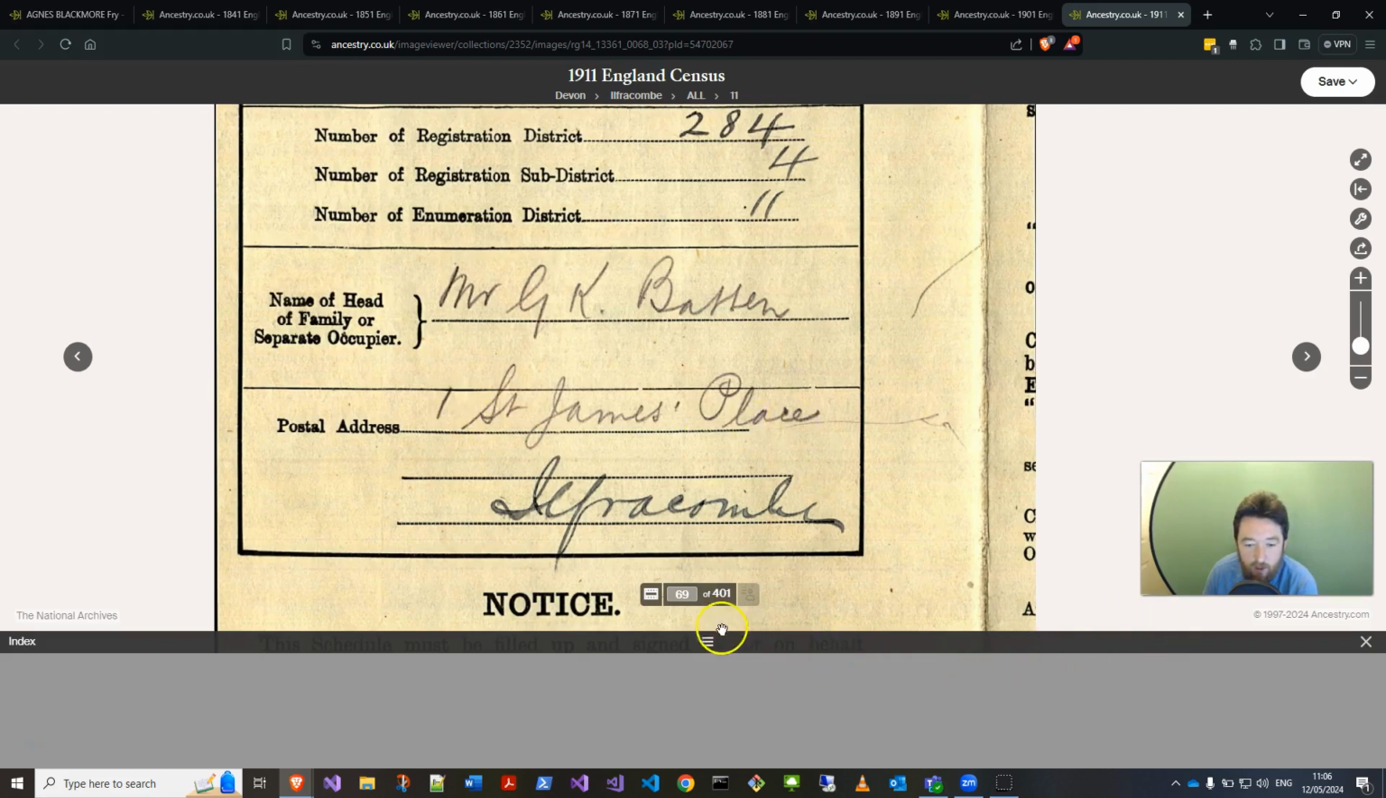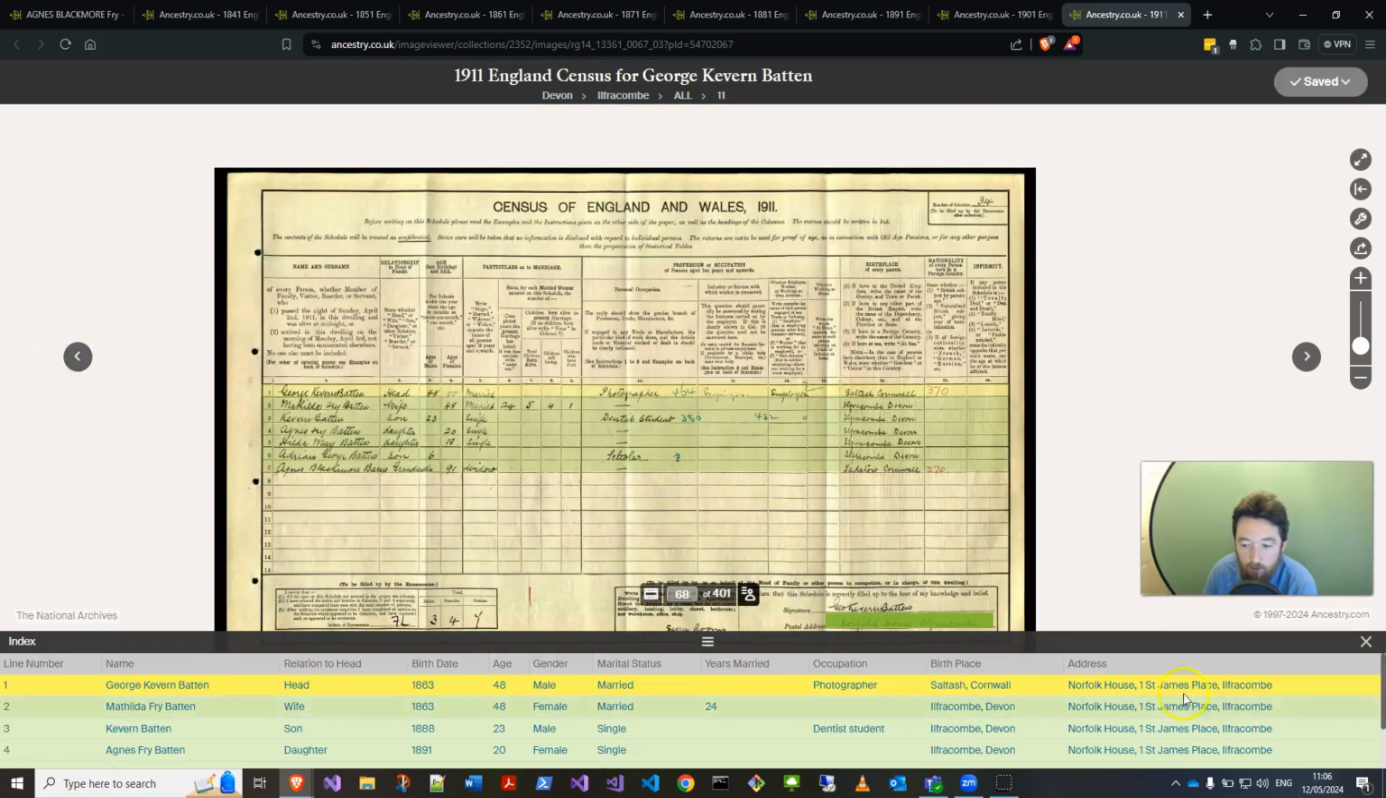So Ancestry very conveniently has actually collated that into a combined address down here. Norfolk House, 1 St James's Place. But having the house name and the number and street name is great additional info for you. So there you go. Those are all the Ancestry.